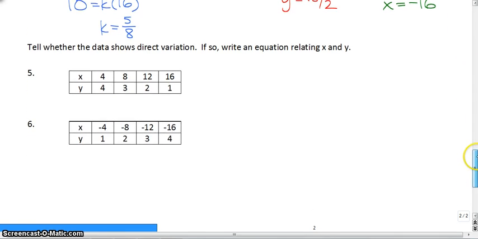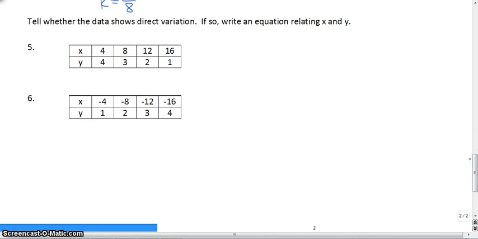Last two examples of the notes. It says tell whether the data shows direct variation. If so, write an equation that relates x and y. So remember, y is equal to kx. There's a couple of different ways you can do these. There's a shortcut to it. One of the things you want to do is maybe just pick one example really quick. How about we take 8 and 3, and we want to find k. And k is going to need to be the same for every single one of these sets.